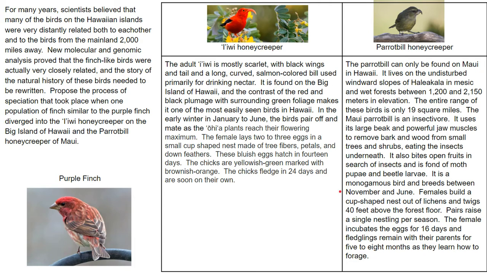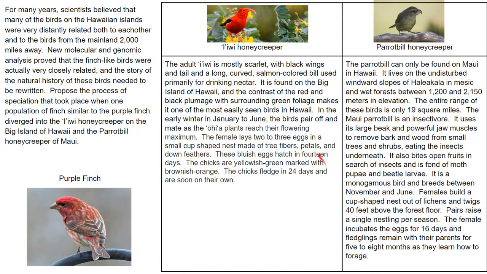It is a monogamous bird and breeds between November and June. Females build a cup-shaped nest out of lichens and twigs 40 feet above the forest floor. Pairs raise a single nestling per season. The female incubates the eggs for 16 days and the fledglings remain with their parents for 5 to 8 months as they learn how to forage.